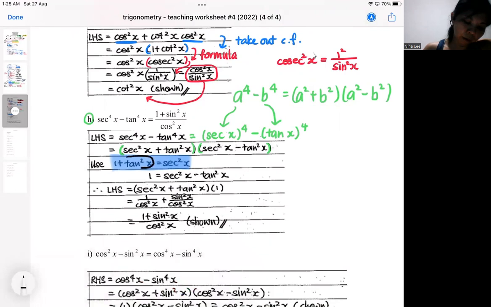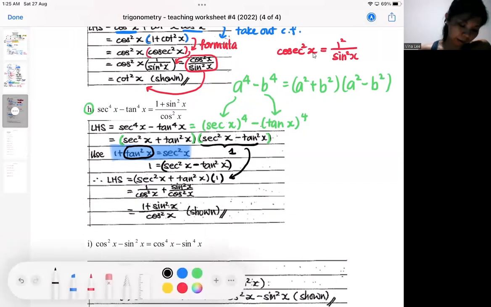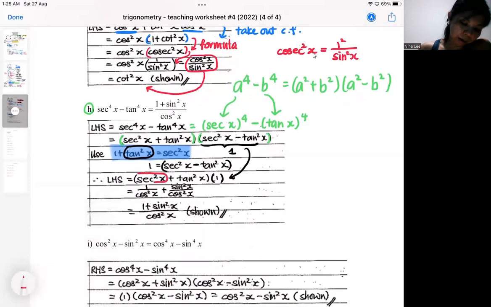You shuffle the tangent square over, so you get a minus tangent square. If you twist this formula, you realize that this bracket is a 1. The second bracket turns out to be a value 1 because of the formula. Then what about the first bracket? The first bracket is not a value 1, but secant square is 1 over cosine square. So it came from this formula. You go and square, square, square.